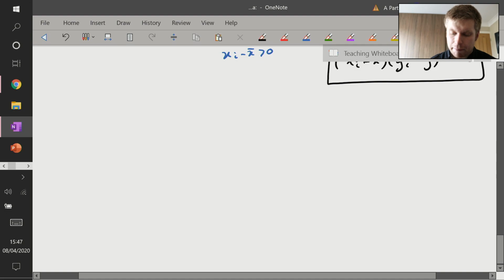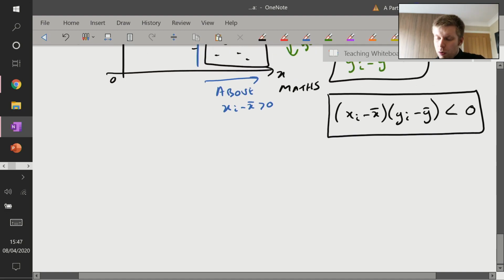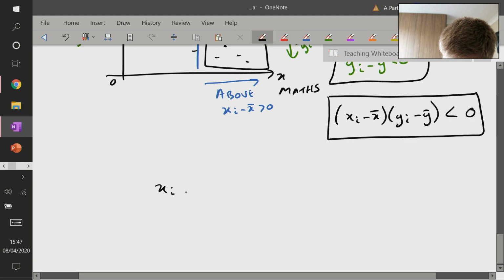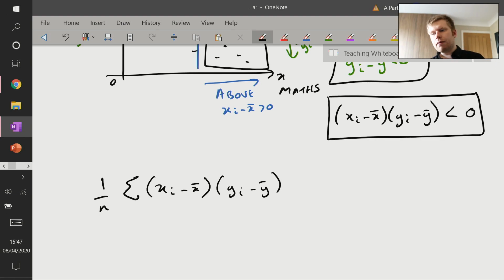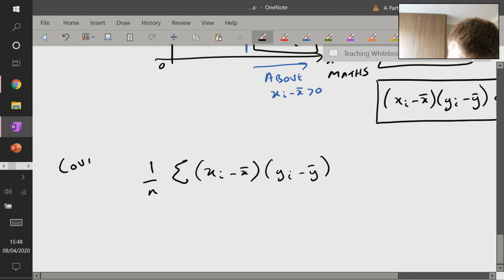So let's summarize that. Now, this quantity here, xi minus x bar times yi minus y bar, looks like something we have talked briefly about before. It follows the same form as standard deviation, as variance. So if I add it together and take the average of it, remember I haven't taken the square root yet, this is going to be the covariance.